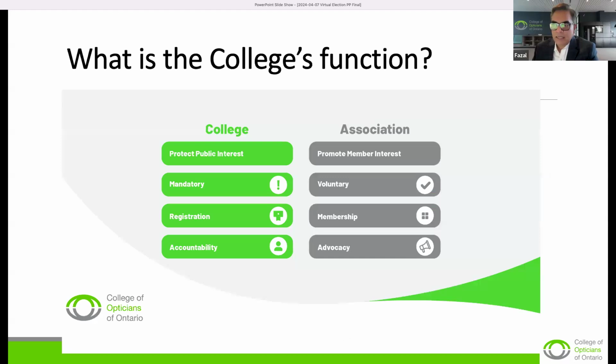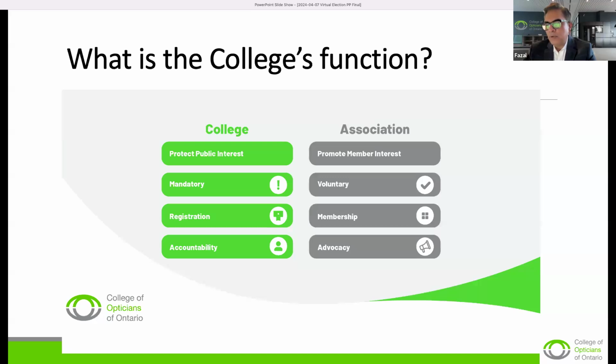So a little bit about the college's function. Let's maybe start with comparing and contrasting ourselves with the association, because a lot of times people are really fired up about certain issues that are affecting them or are dear to them, and often join the college to champion those causes. But sometimes those causes are more of an association scope.